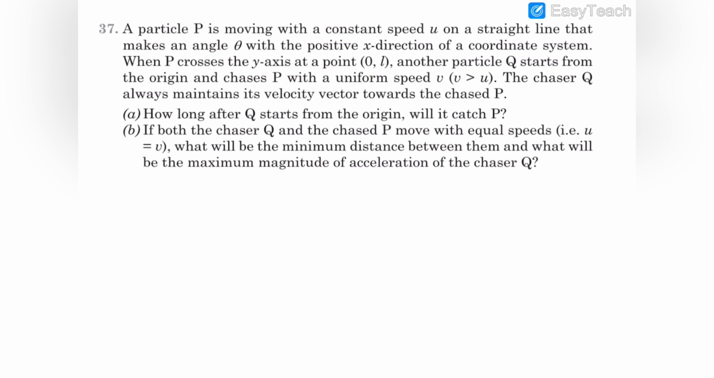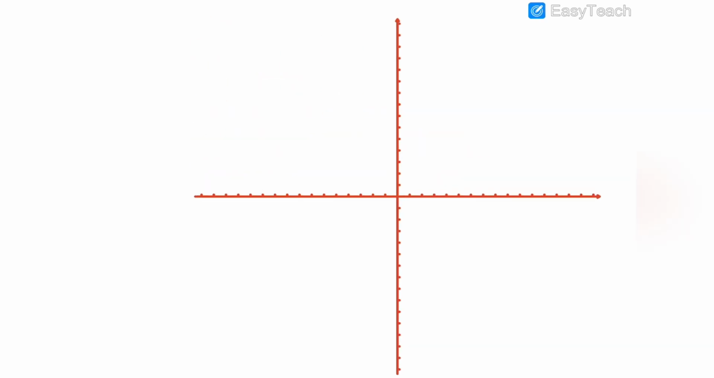In the third part, you can see that if the speed of the chaser and the one being chased is equal, and u is equal to v, then we have to find out the minimum distance between them and what will be the maximum magnitude of acceleration of the chaser. So let us draw the scenario once again.